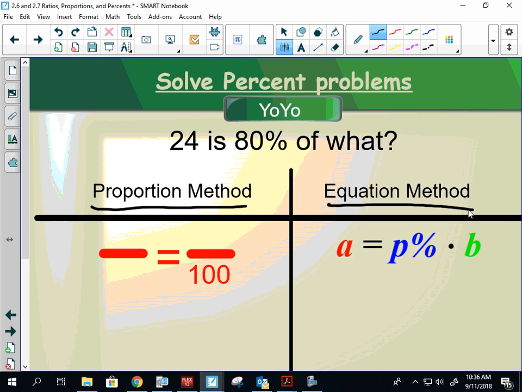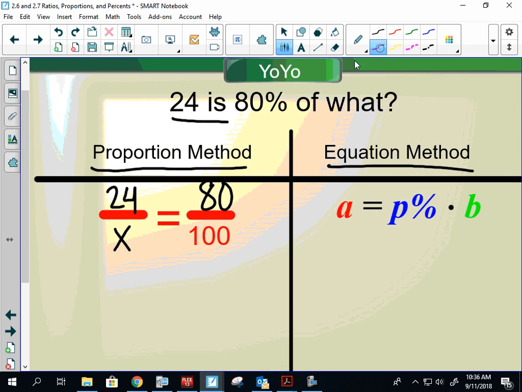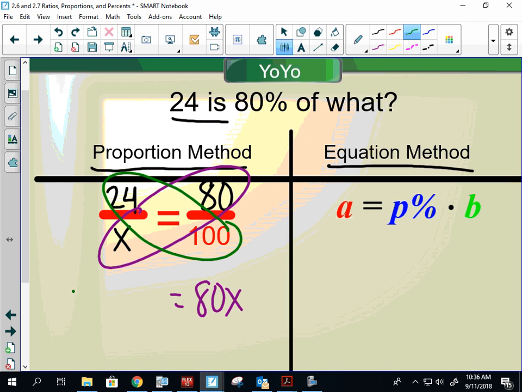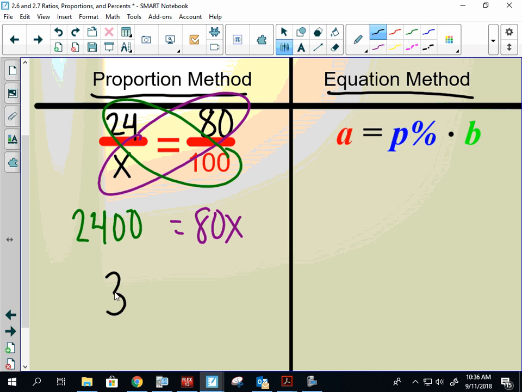Okay, welcome back. Let's do the translation first. It says 24 is, for proportion, 80% is the part being divided by 100, so 80 goes here. Of what? I don't know, so X goes down here. If I solve, I would do 80 times X, gives me 80X. And then do 100 times 24 is 2400. And then if I divide both sides by 80, I get my answer, which would be 30.